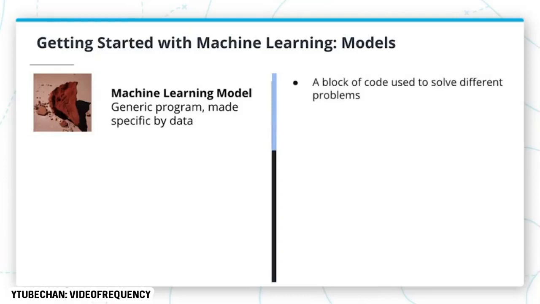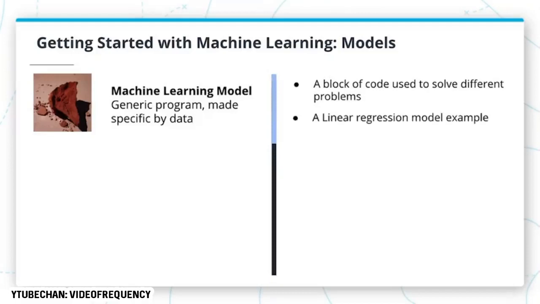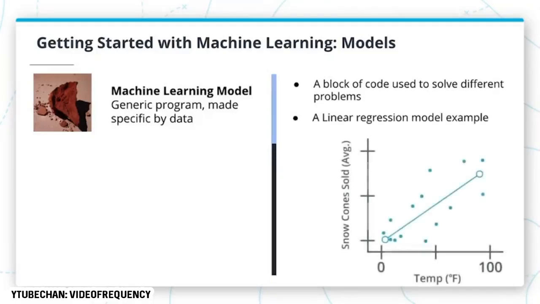A more technical definition would be that a machine learning model is a block of code or framework that can be modified to solve different but related problems based on the data provided. In this example, we are using a linear regression model to predict the number of snow cones you might expect to sell based on the temperature.